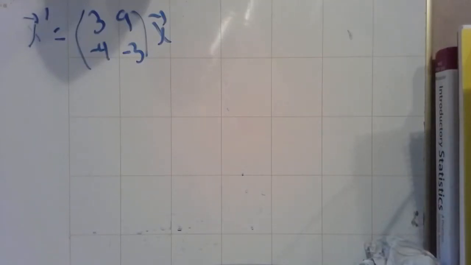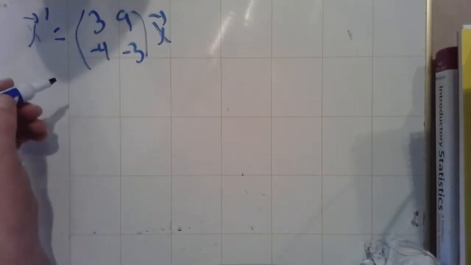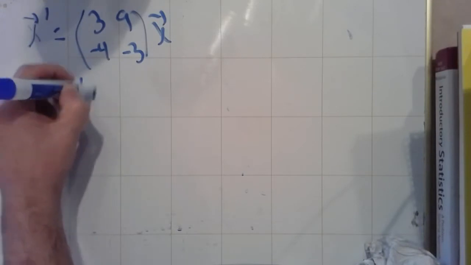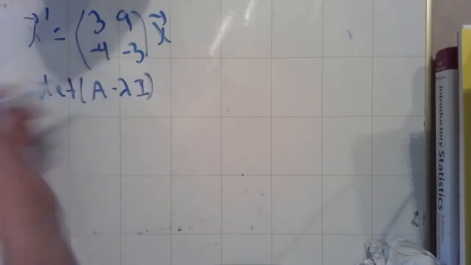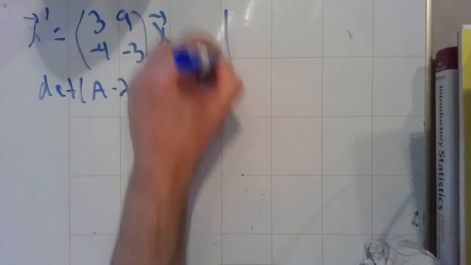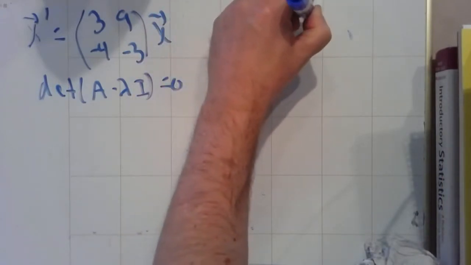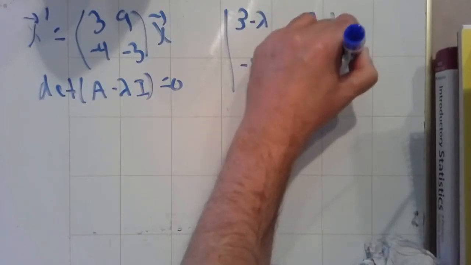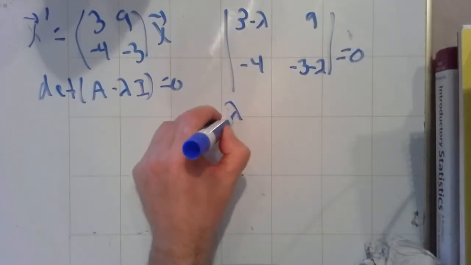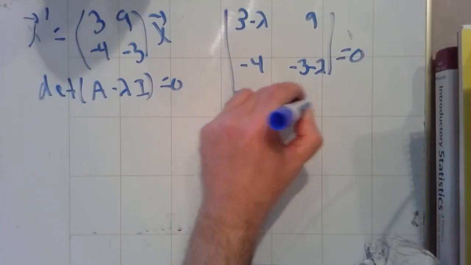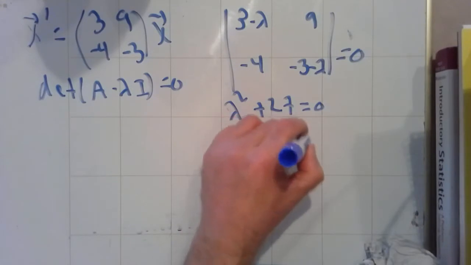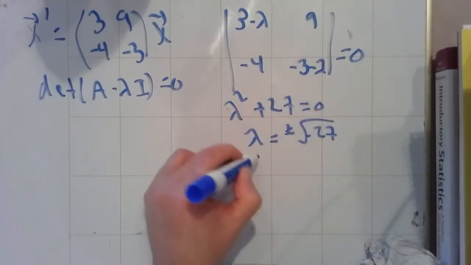Let's solve this system of DEs, and we're going to get complex eigenvalues here. Just like always, we solve the determinant of A minus lambda I equals 0. So that will be 3 minus lambda, 9, negative 4, negative 3 minus lambda equals 0. Multiply that out on your own and see you get lambda squared plus 27 equals 0. So lambda is plus or minus the square root of negative 27.